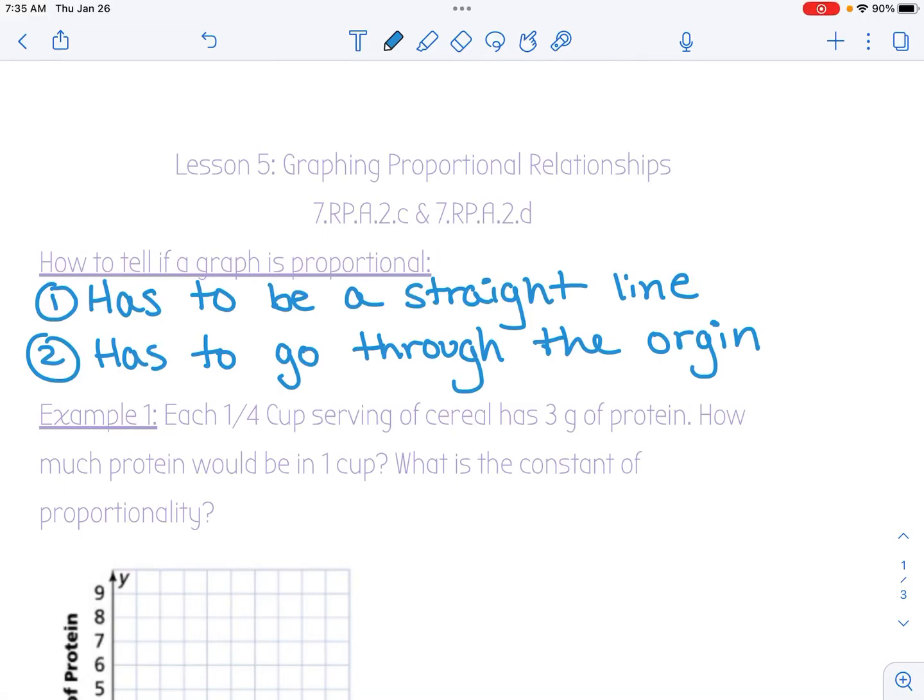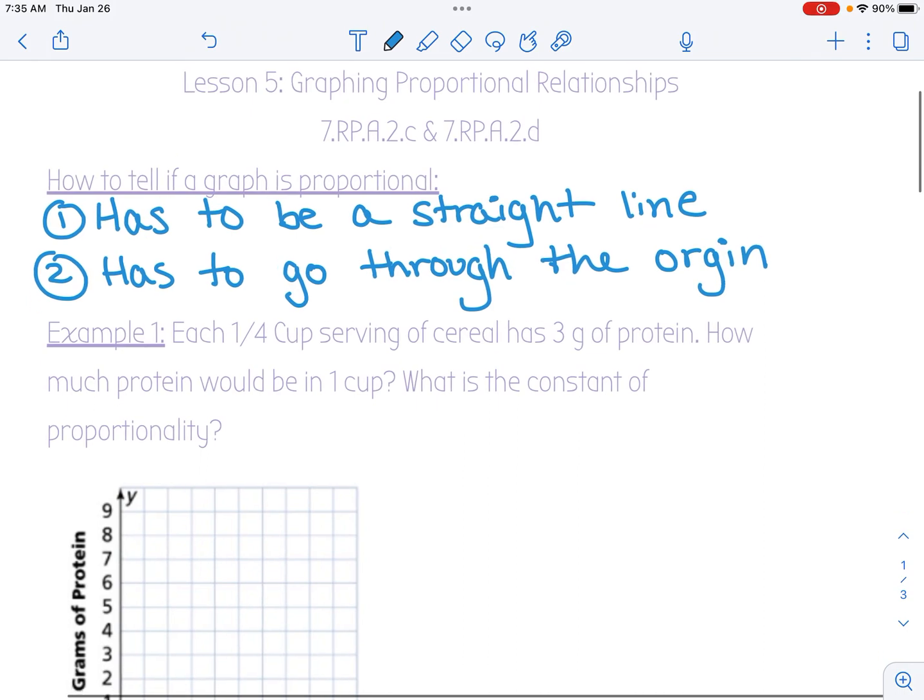In this video, we're going to be talking about how to graph proportional relationships. So there are two rules that we need to be able to tell if a graph is proportional. Rule number one is that it has to be a straight line.